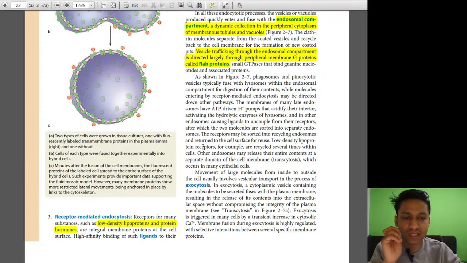Low density lipoprotein receptors, for example, are recycled several times within cells. Other endosomes may release their entire content at a separate domain of the cell membrane, called transcytosis, which occurs in many epithelial cells.